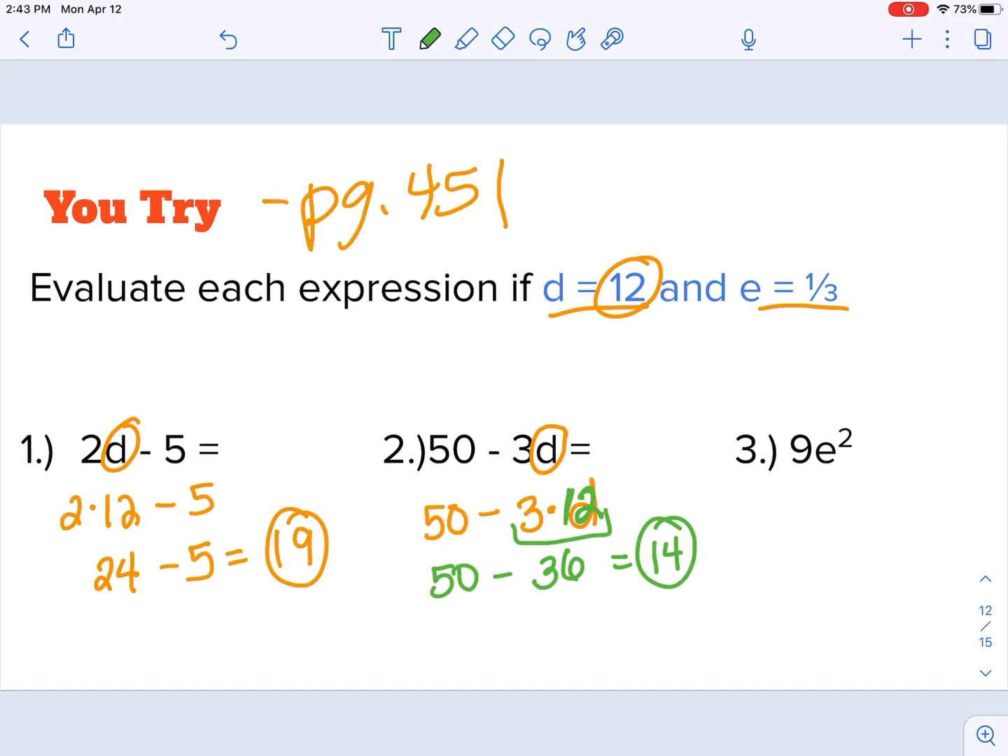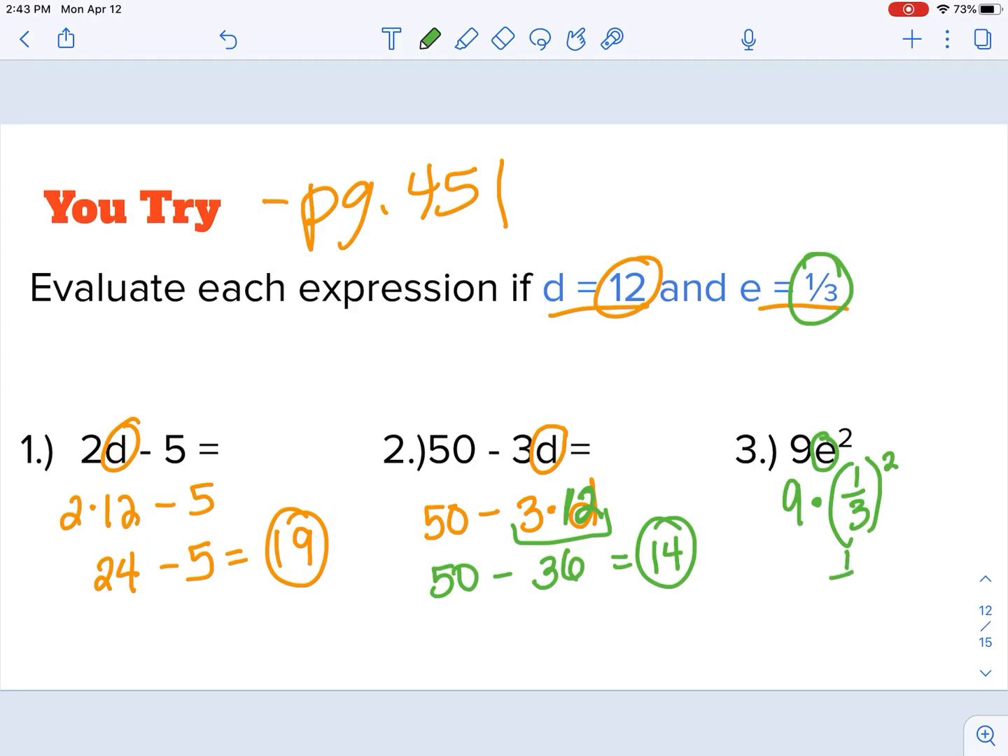Okay, last one, 9 times E to the second power. So E is 1/3, so I'm going to plug that right in there. 9 times 1/3 to the second power. I'm going to put it in parentheses just to show that the whole thing is going to the second power.